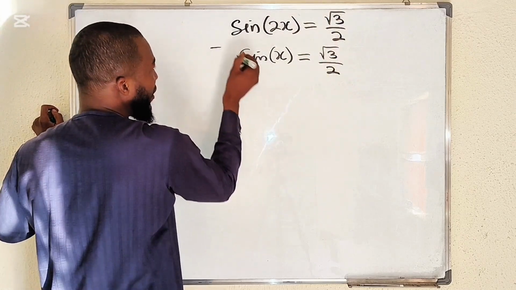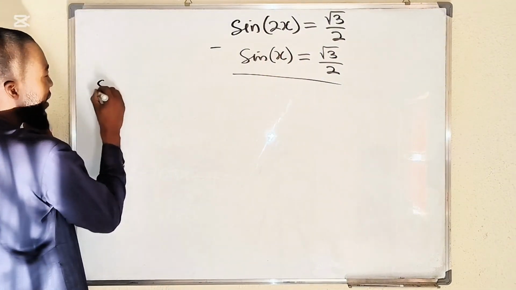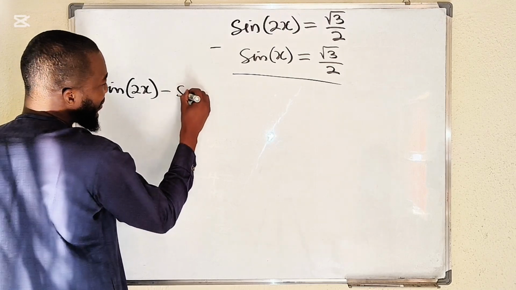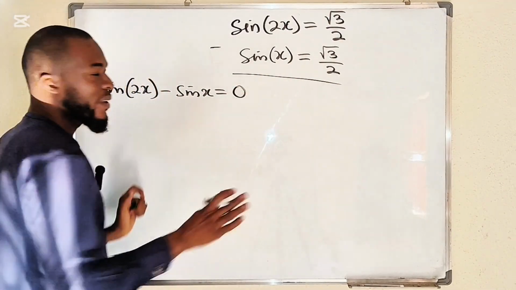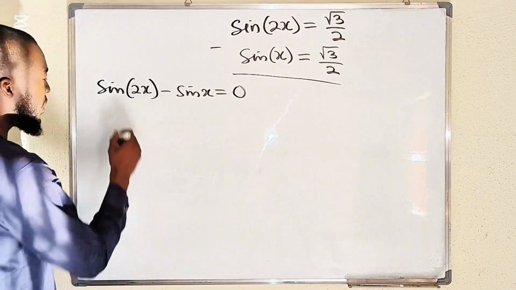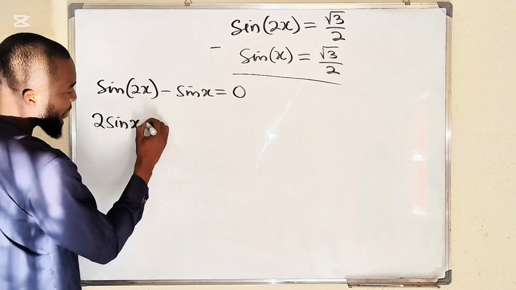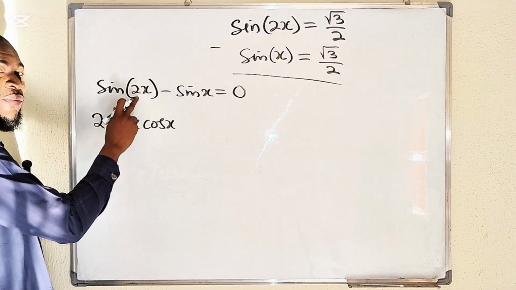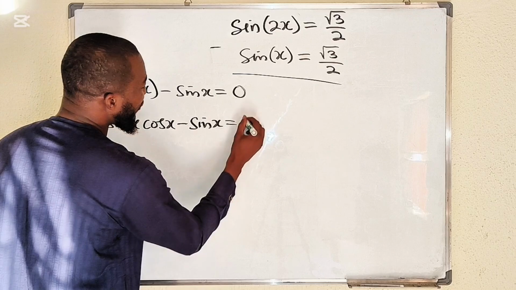So let's do that. If you subtract this minus this, we have sine of 2x minus sine of x equal to this minus this, which will give us 0. But this is a double angle for sine, which can be simplified as 2 sine x multiplied by cosine x. This is the simplified version of this. Then we still have minus sine x equal to 0.